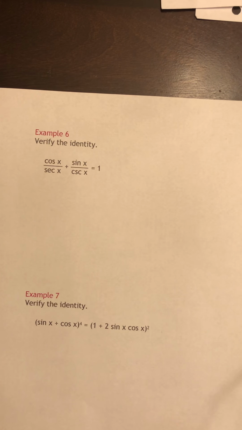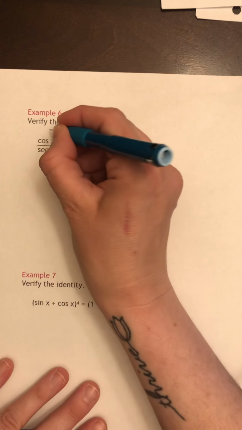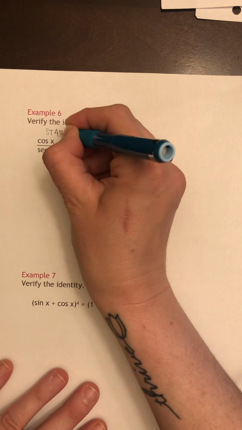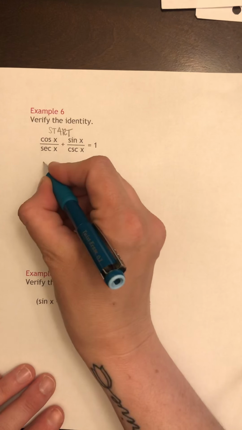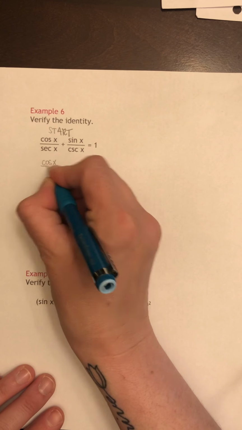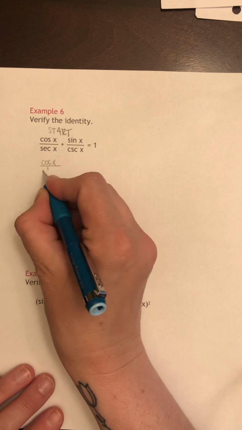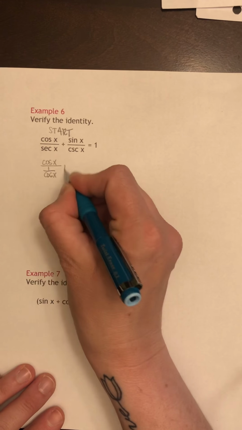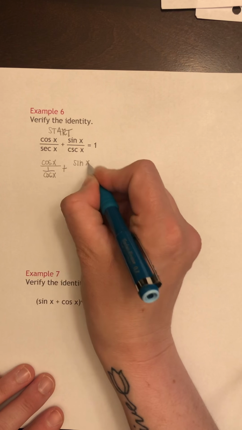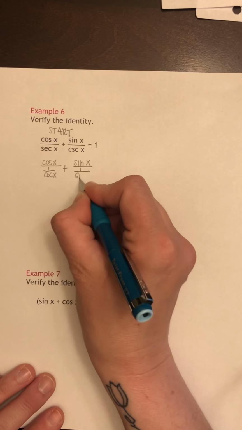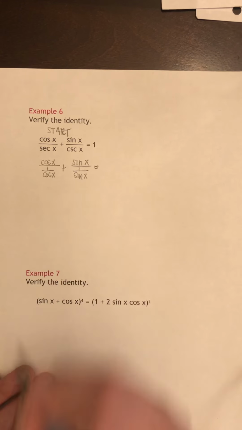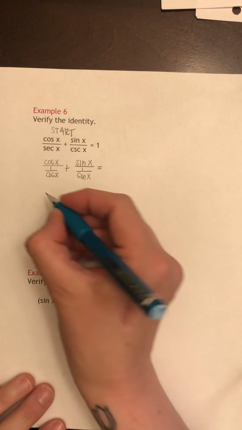Okay, example 6. Well, obviously the left side is more challenging than the right side because all that's on the right side is a 1. So, I don't know, maybe let's change things to sines and cosines. So I have cosine x over, secant x is going to turn into 1 over cosine x. Then I have sine x over cosecant x is going to turn into 1 over sine x. I've got a couple of complex fractions.